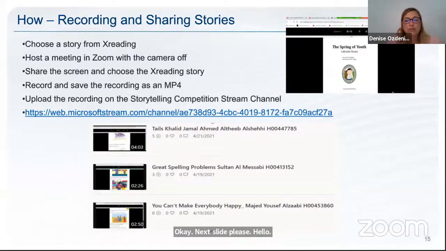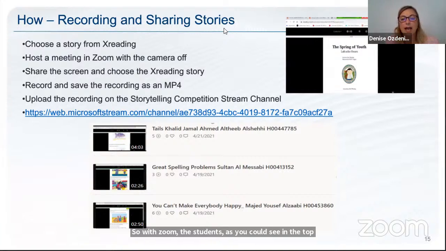So let's go to the actual recording of the story. Now, again, anything we did in a worksheet, we're happy to share with you if you email us after the session. So here, basically, we decided to use Zoom as a platform. The reason we used Zoom was so that the text wasn't mirrored, because some cameras reverse the text. So with Zoom, the student, as you could see in the top right-hand corner, shared the text and had the camera off, read out the text and recorded at the same time, and then uploaded to our story competition stream channel.